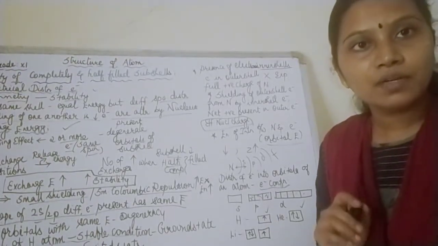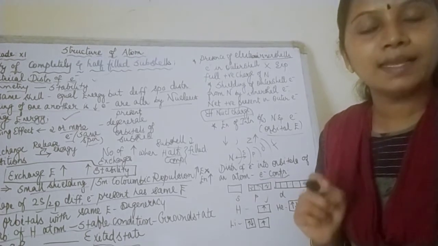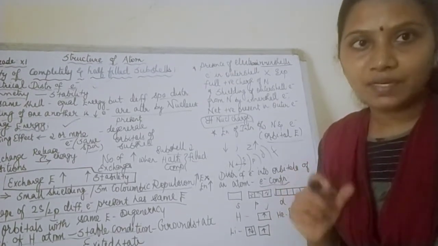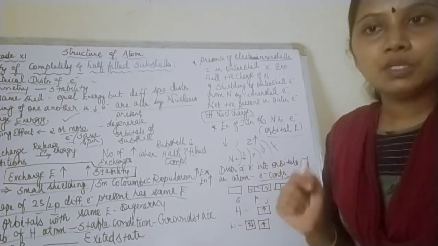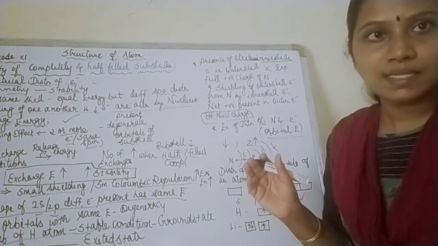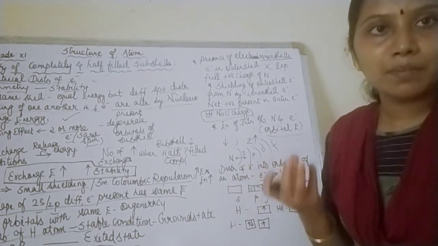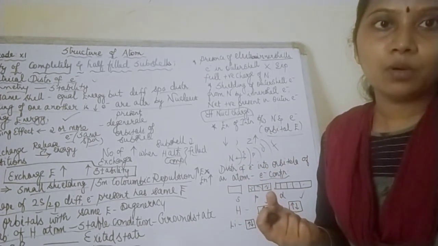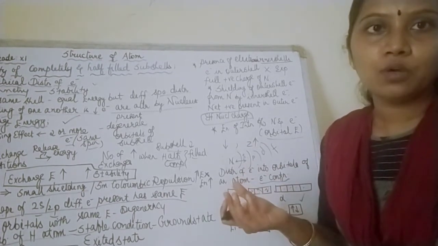In this way we are supposed to fill the electrons in different orbitals. What is electronic configuration? It is the distribution of electrons in the orbitals of an atom. How will you distribute electrons in various shells and subshells? For this we need to know the maximum number of electrons which an orbital can accommodate. S can accommodate 2, p can accommodate 6, d can accommodate 10 and f can accommodate 14.